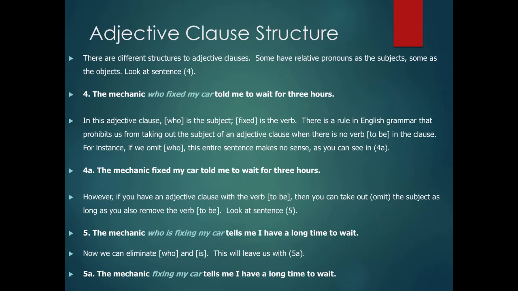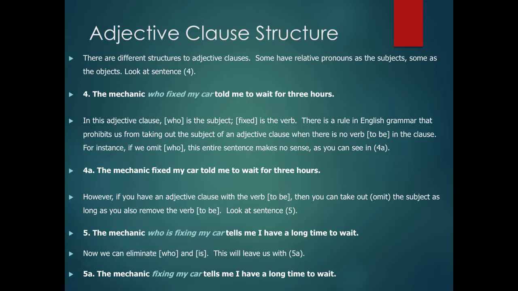So let's look at some different structures here. Some adjective clauses have relative pronouns as the subjects. Some have it as the objects. So let's look at sentence 4. The mechanic who fixed my car told me to wait for 3 hours. Well, in this sentence, who is the subject, and fixed is the verb in the adjective clause.